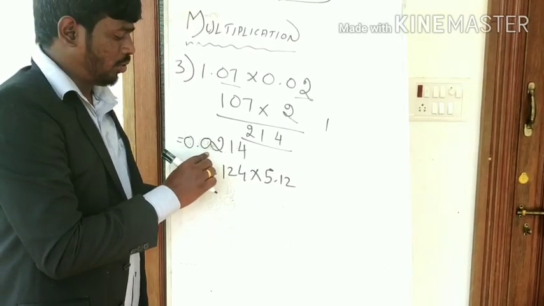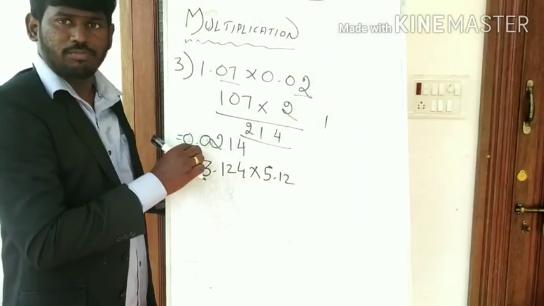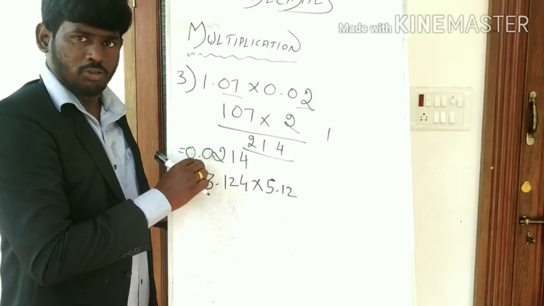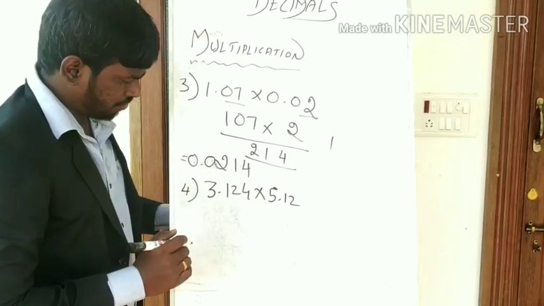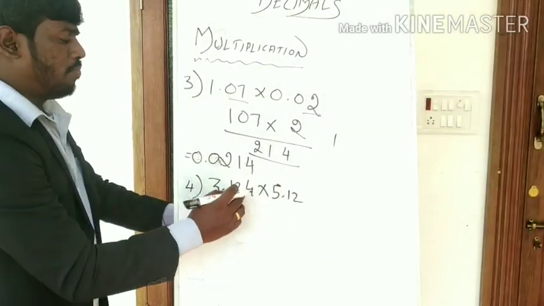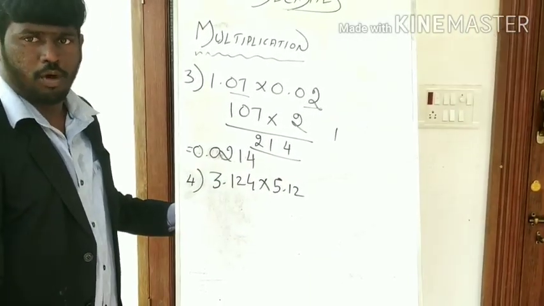So I am going to write here 0. Before that only you have to keep the point here, 0. So the answer will be 0.0214. Next I am going to teach 3.124 into 5.12.